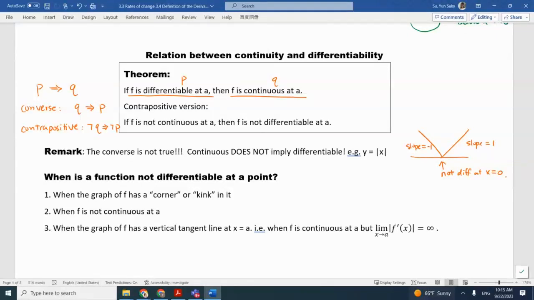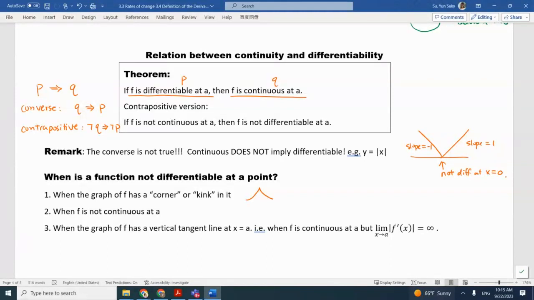All right, so when is a function not differentiable at a point? We have three types. The first type is when the graph has a corner or kink in it. Like this, then you see your left side derivative and the right side derivative do not match. The slope does not match, right? So in this case, it's not differentiable. To be differentiable, your function should be very smooth.